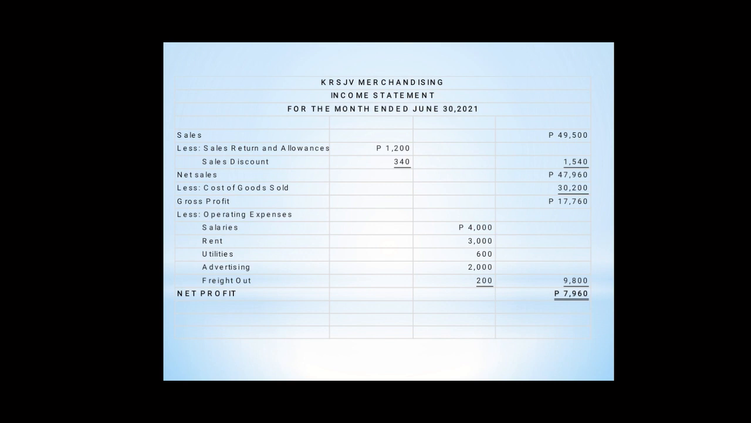Now we will proceed on making the income statement. As I said in the first video about perpetual, we are not required to make a statement of cost of goods sold because we already know the balance that was presented in the trial balance. So why do we still need to make an income statement? In order for us to know how much profit we earn in the month of June.